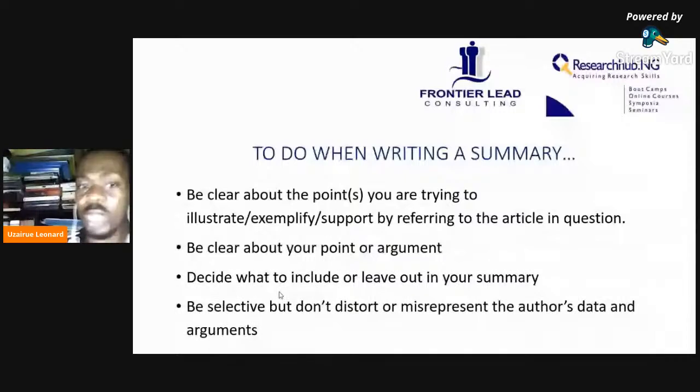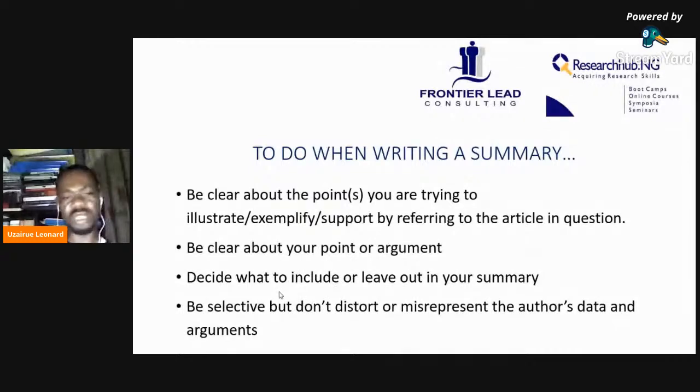Now, what do you do when you write a summary? The do's when you are writing a summary. The first one is that you should be clear about the point or points, as the case may be, that you are trying to illustrate or exemplify or support by referring to the article in question.